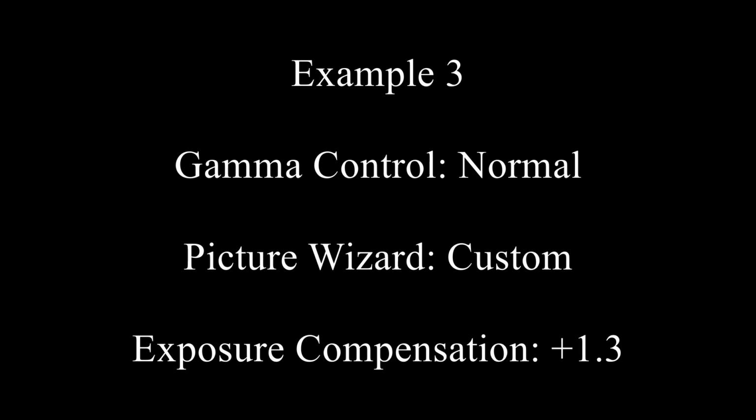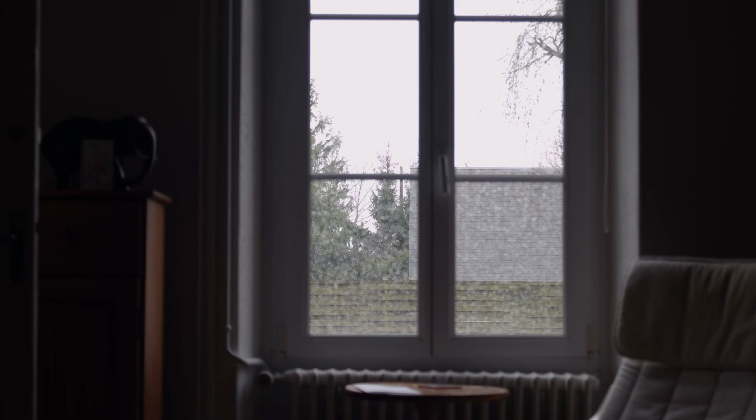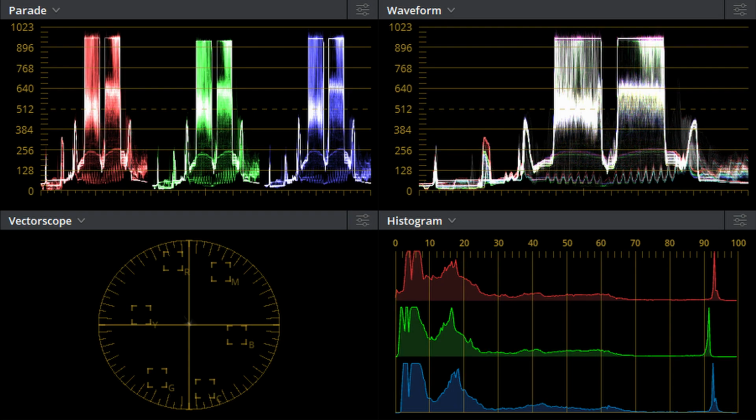Okay, example 3, gamma control normal, picture wizard is our custom settings. This time the exposure compensation is +1.3. Now if we look at our scopes, we can see there's now a much greater range in the shadows and the highlights are still not clipping. Okay, let's take a look at our increased gamma shot and you can see from the close-up that there are a lot less artifacts.